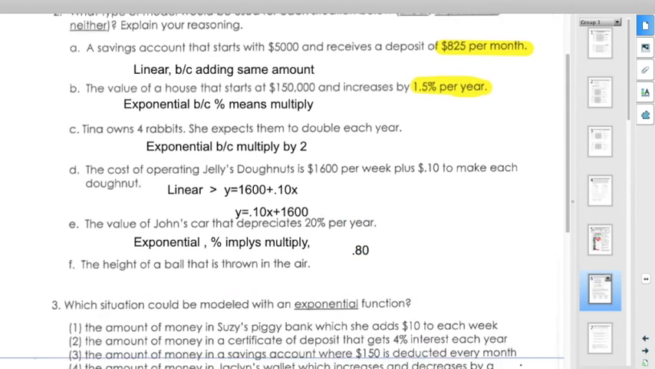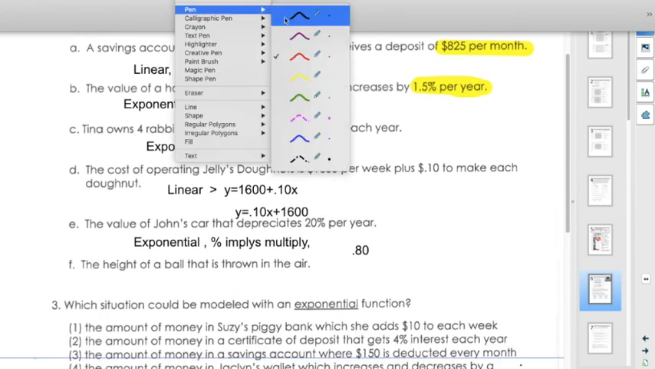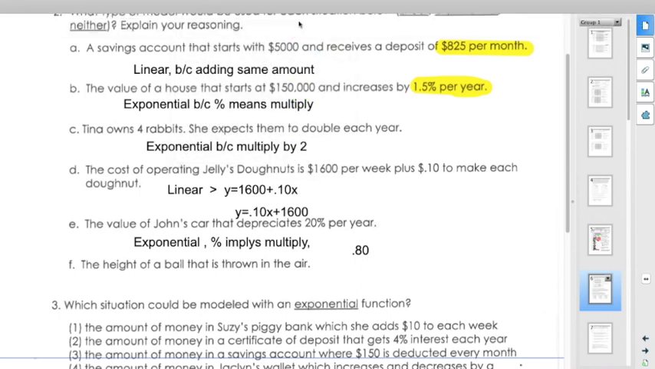And the height of a ball that is thrown in the air. Well, the height of a ball that's thrown in the air would look something like this. And that is actually neither. That is the last function that we will learn, which is a quadratic function. But for now, we're sticking with exponential.